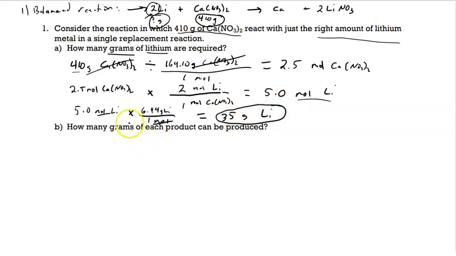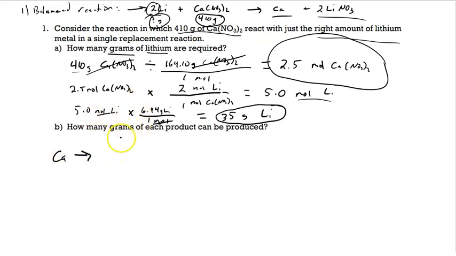All right. Now, how many grams of each product can be produced? So we have calcium as a product, and we have lithium nitrate as a product. So we're going to do 2 separate stoichiometry questions. Already have that number calculated. So we already did steps 1 and 2. We're just going to move on to steps 3 and 4 for both of these calculations. So let's go calcium.